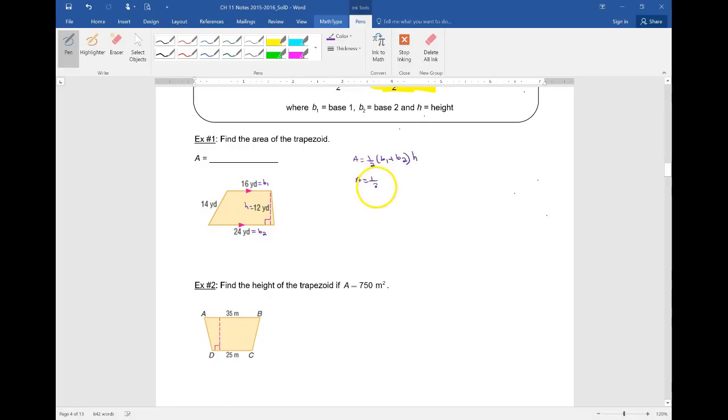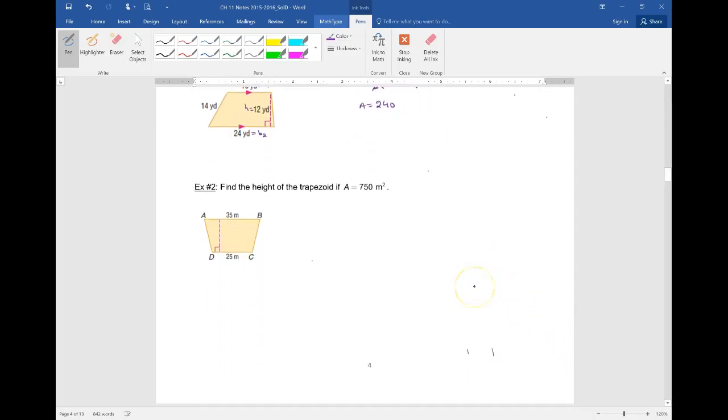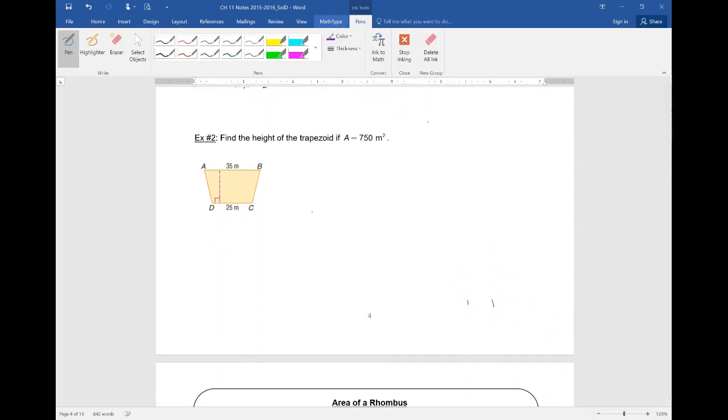Area is equal to half times 16 plus 24 times 12. And if you add all that up, look, you can simplify the half and the 12. It gives you a 6. Still, if you add and multiply, you get 240. And what are the units? Yards squared.